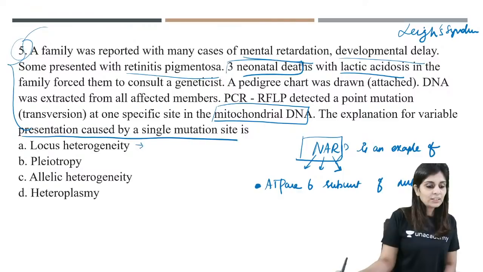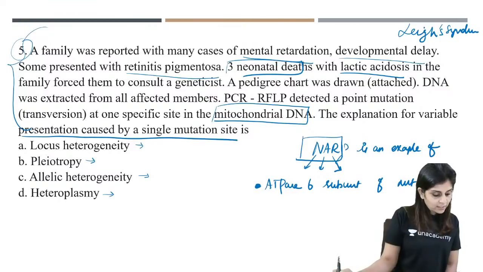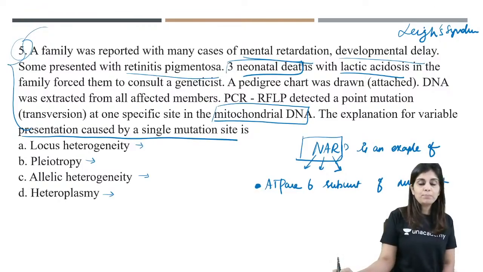Is it locus heterogeneity? Is it pleiotropy? Is it allelic heterogeneity? Is it heteroplasmy? Can anybody answer this? Okay, many of you have answered it as heteroplasmy. Good. Sayak Chakrabarti has answered it as pleiotropy.